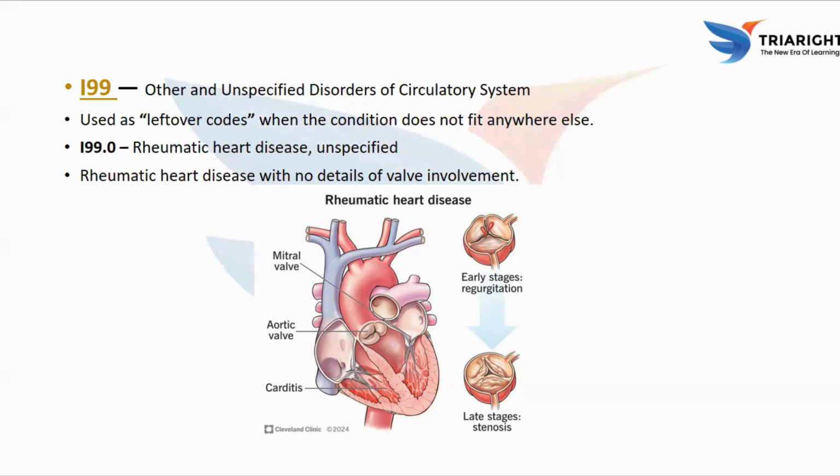For example, I99.0 is rheumatic heart disease, unspecified. This code is used when the doctor says rheumatic heart disease but does not mention which valve is affected, whether the mitral valve, aortic valve, tricuspid valve or pulmonary valve. There will be no details of regurgitation, stenosis or other complications provided. So we know there is a rheumatic heart disease, but there are not enough details to choose a specific code like I05 or I06, etc. So in this case, you have to assign the code I99.0.